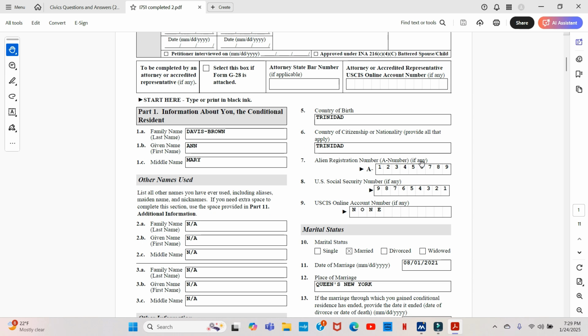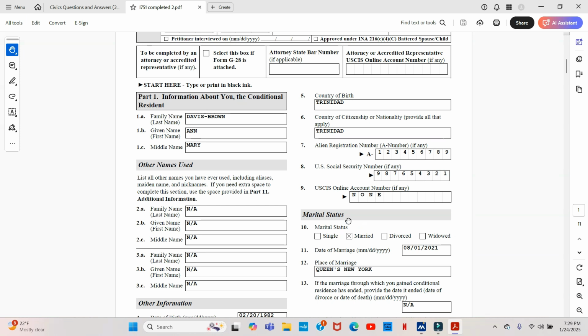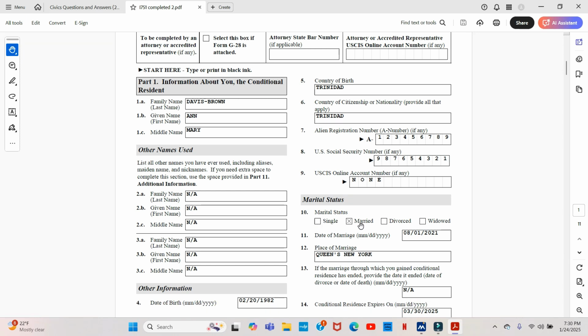Alien registration number, if any, your alien registration number goes here. Social security number here. USCIS online account number, if any, goes here. We see this applicant doesn't have an online account number, so we indicate none. Marital status. This applicant is applying as a married person, so we select the box that's applicable. You would need to select the box that's applicable to your situation, whether it be single, divorced, or widowed.